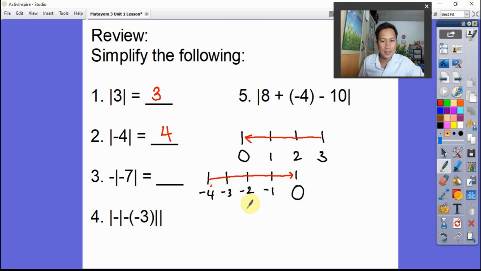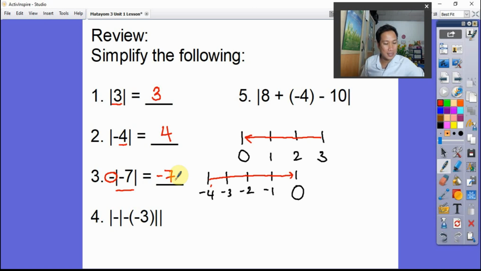Like what I said, absolute value is the neutralization of signs. Now, you see here, it's 3. Here, it's 4. Here, it's 7. But the minus sign outside the absolute value sign here is not included in the neutralization of the absolute value sign. What you will get, you have to write it first, and then you have to apply the absolute value.